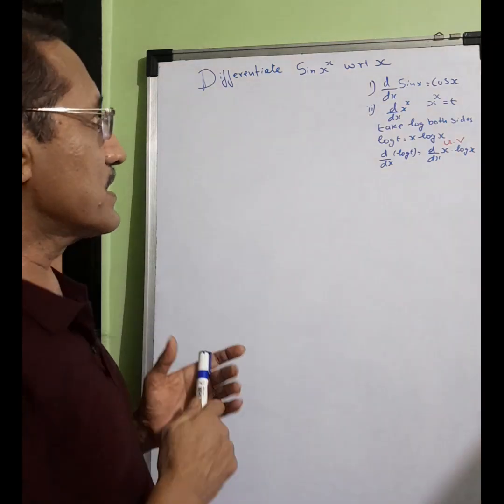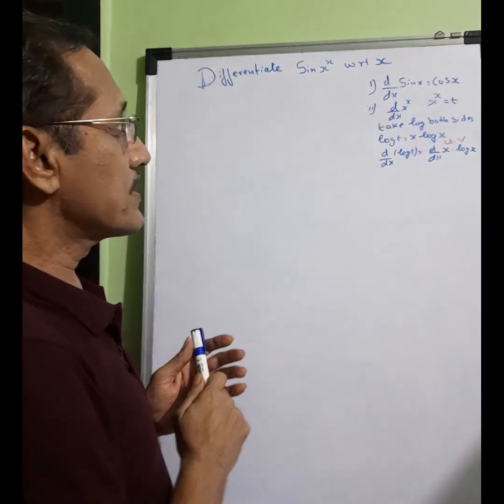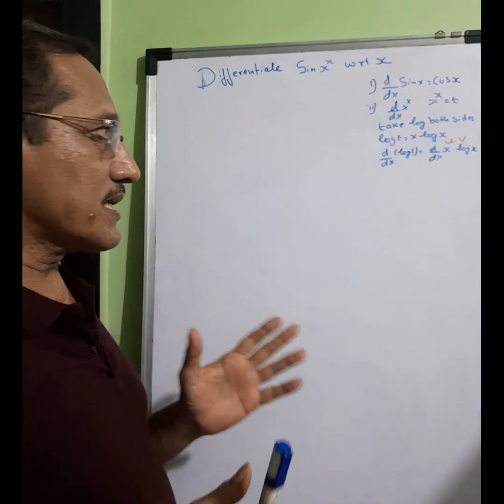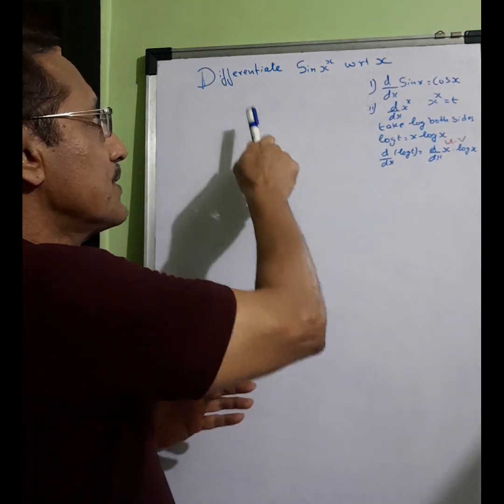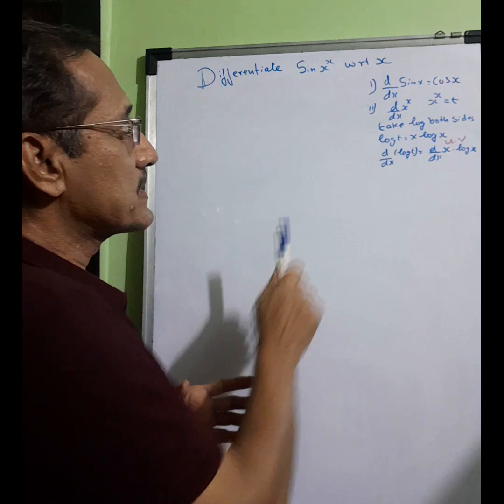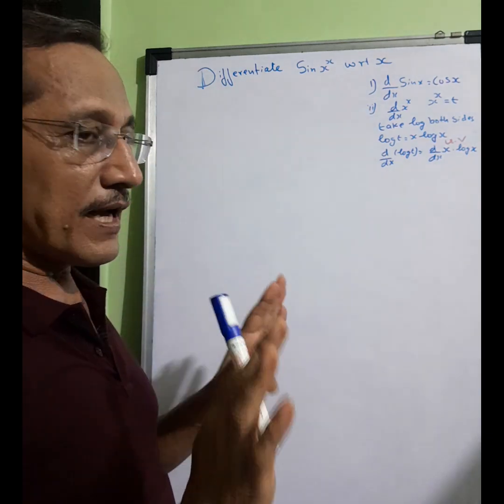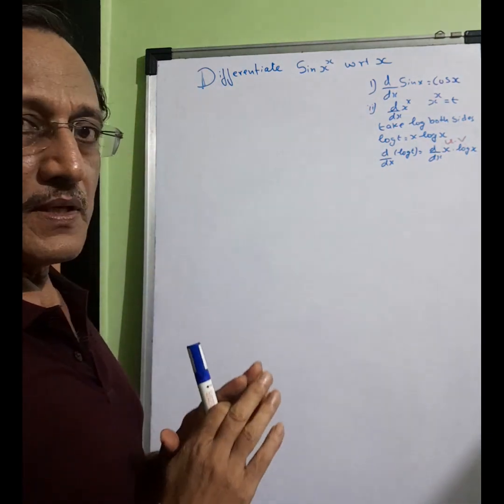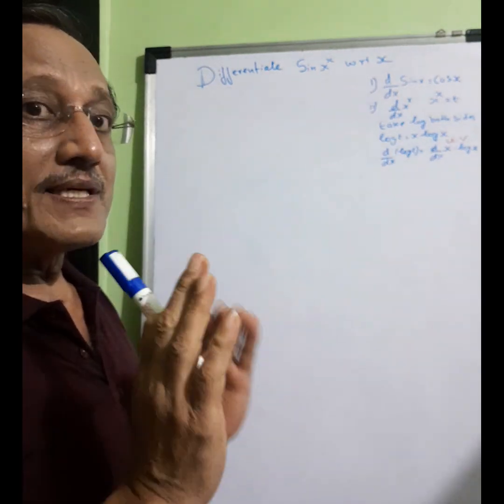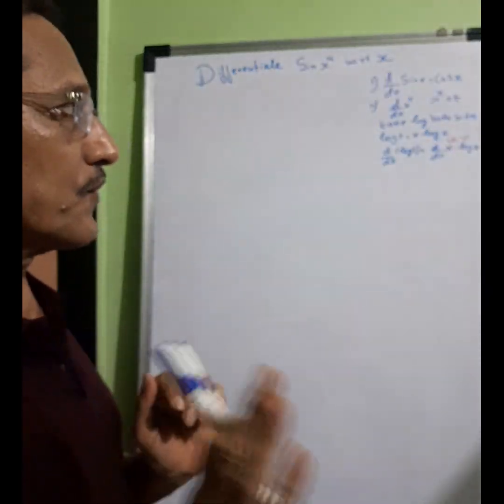Okay guys, let's try out this numerical on differentiation. Differentiate sin x raised to x with respect to x. It appears very simple. It is simple, provided you are aware of the tricks that you are supposed to use for this numerical.